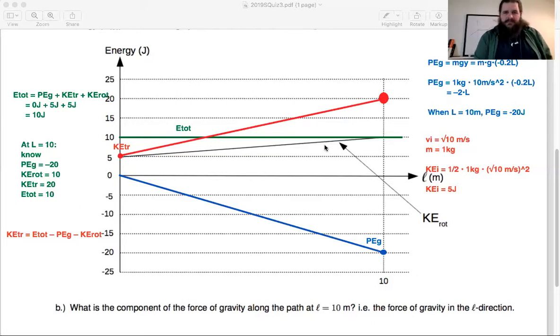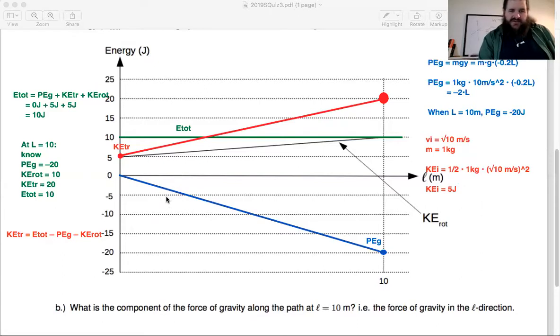Any questions on that? And someone was asking E total shouldn't go past 10. I mean, this problem is restricted to just values between 0 and 10, but E total is 10 joules for the whole problem. So it's not like there's a reason why we have to stop the graph at 10 meters. I guess physically we might say 10 meters is the bottom of the hole. So after L equals 10, there's no reason to continue. But if the hole went deeper, then E total would still be 10 joules.